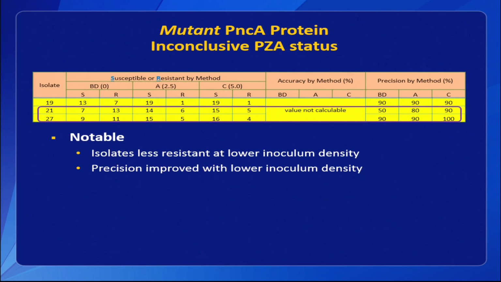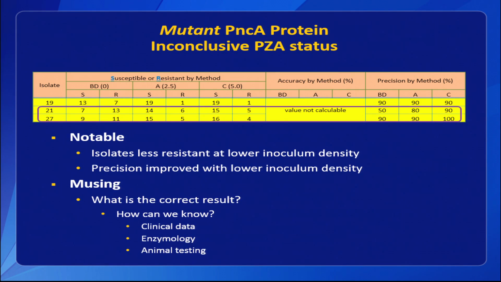Basically, if you look at the strains that were inconclusive, the trend across the sites was that the lower inoculation tended to improve the accuracy somewhat. But is this the correct result? Are we biased in it? Are we doing the dilution to get the results that we expect? What does this mean clinically?